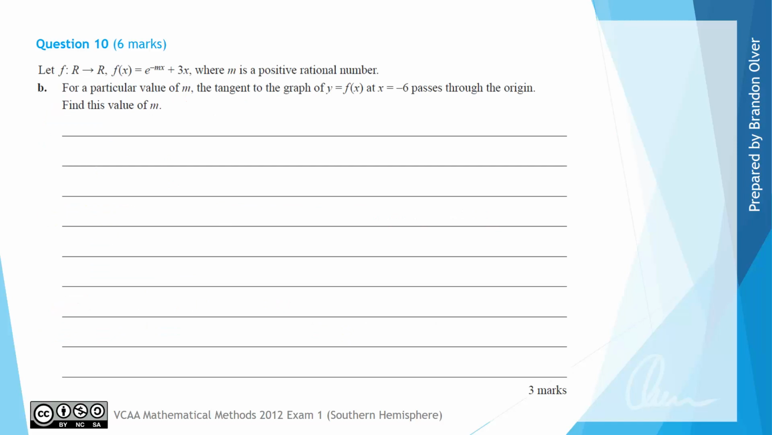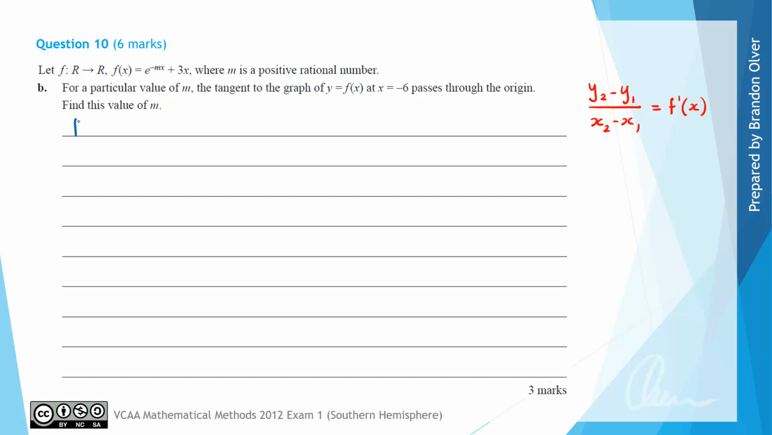For part B of the question, we have for a particular value of m the tangent to the graph of y equals f of x at x equals negative 6 passes through the origin, and we're asked to find the value of m. So to do this question, we're going to exploit a property that (y2 subtract y1) over (x2 subtract x1), so the gradient between 2 points, is going to be equivalent to a derivative f dashed of x at a value. So if we have 2 points that lie on the tangent, and the derivative can be used to calculate the gradient of a tangent, we can create an equation to solve.